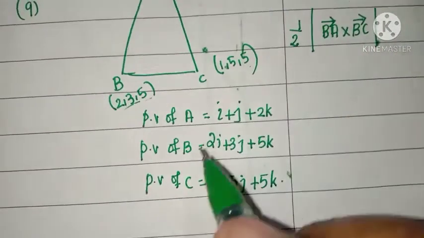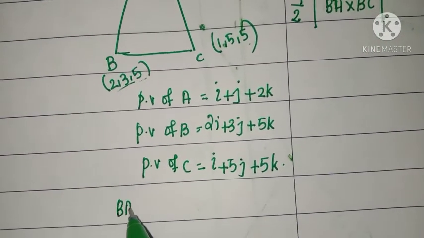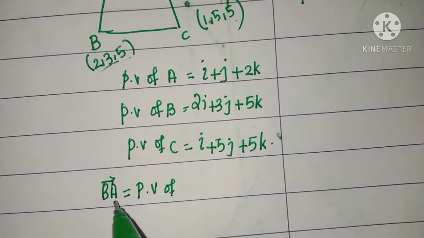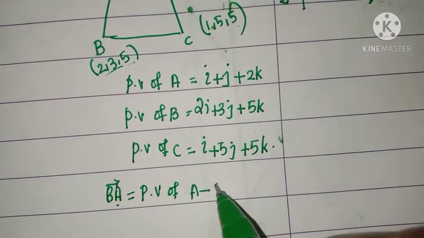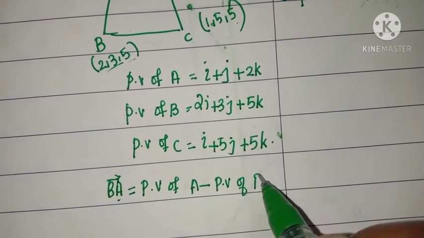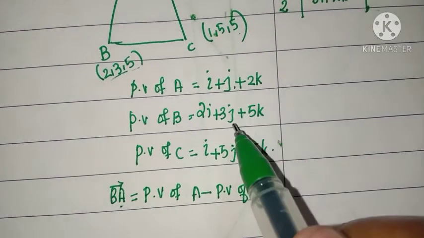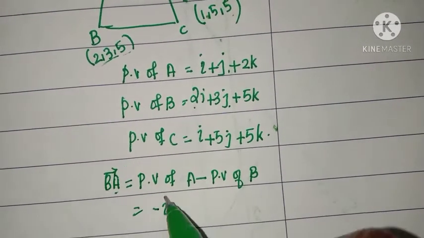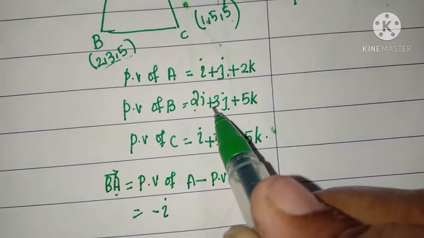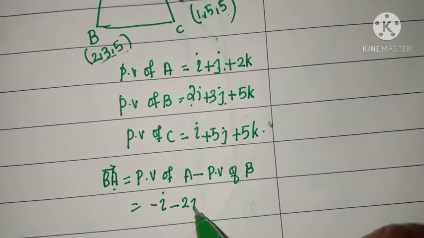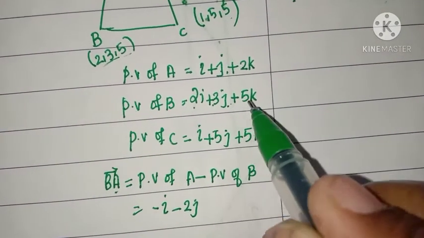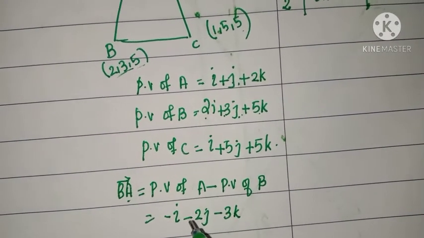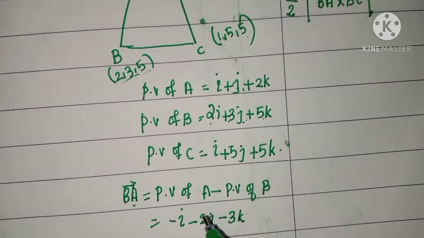Now find vector AB. Vector AB is obtained as, listen, position vector of A minus position vector of B. So subtract A minus B. We get 1 minus 2, that is minus 1i; 1 minus 3, that is minus 2j; 2k minus 5k, that is minus 3k. Okay, this is vector BA.